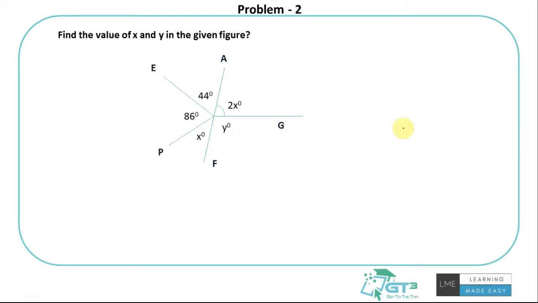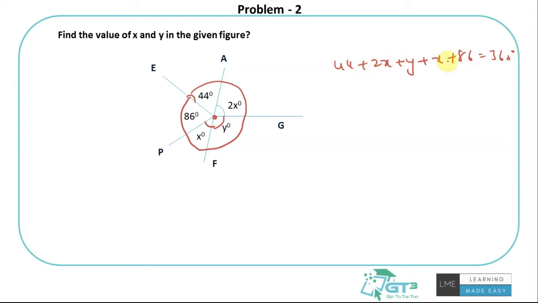Next, find the value of X and Y in the given figure. So this is 2x, this is x, and I need to find y. Let's take around this point, the entire angle is 360 degrees. So what will you do? 44 plus 2x plus y plus x plus 86 is equal to 360 degrees. So I add: 2x plus x is 3x plus y, 44 plus 86 is 130, equals 360. So 130 goes to that side, 360 minus 130 is 230. So I'll get 3x plus y is equal to 230.